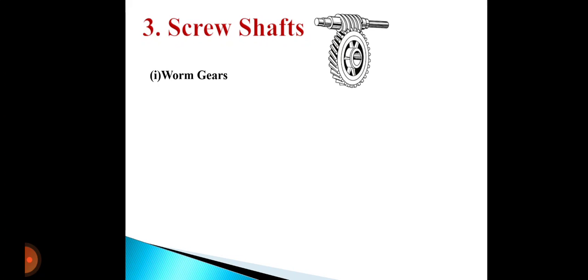Now, screw shafts. In the case of parallel and intersecting shafts, uniform rotary motion is possible by pure rolling contact, but in the case of screw, that is non-parallel, non-intersecting shafts, this is not possible. Now, the worm gear. So, in this diagram, the diagram of a worm gear.